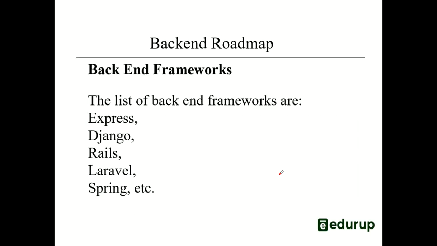Okay. Next, the backend frameworks. What are the backend frameworks we have here? Very important. The list of backend frameworks: Express, which if you are using it is completely MERN, and Django. If you are using Python, you are using the Django framework. If you are using Ruby, you are using Rails. If you are using PHP, you are using Laravel. If you are using Java, you are using Spring. These are the backend frameworks.